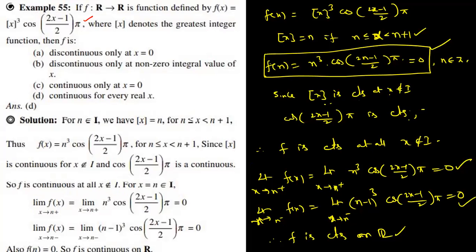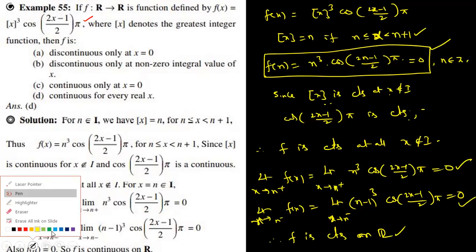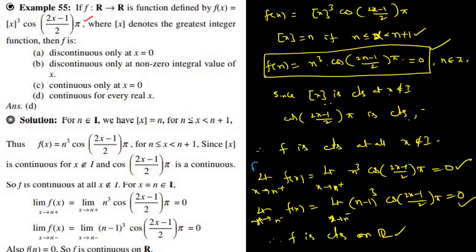You should write here, I should add one more point. What is the point? For x equal to n belonging to Z, any integer, the right hand limit and left hand limit are both existing and equal.